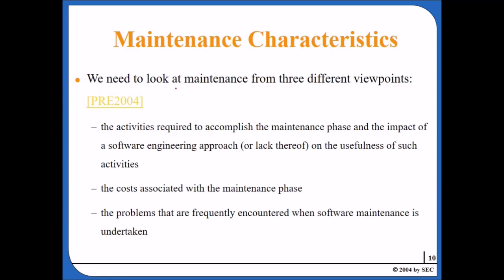There are various maintenance characteristics. We need to look at maintenance from three viewpoints. First is the activities required to accomplish the maintenance phase and the impact of software engineering approach on the usefulness of these activities. Then comes the cost associated with the maintenance phase, and then the problems that are frequently encountered when software maintenance is actually undertaken.